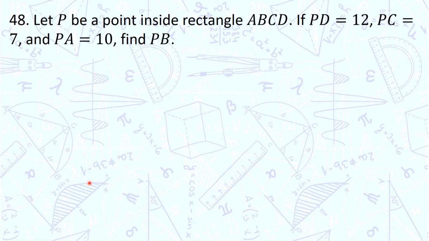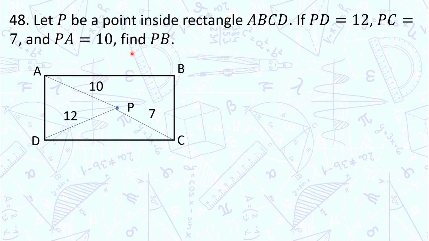48. Let P be a point inside the rectangle ABCD. If PD equals 12, PC equals 7, and PA equals 10, find PB. So let us have the figure for the problem. We have rectangle ABCD. P is in the interior of the rectangle, and PA is 10. PD is 12, PC is 7. We're looking for the length of segment PB.